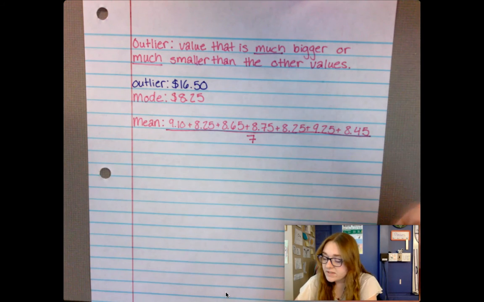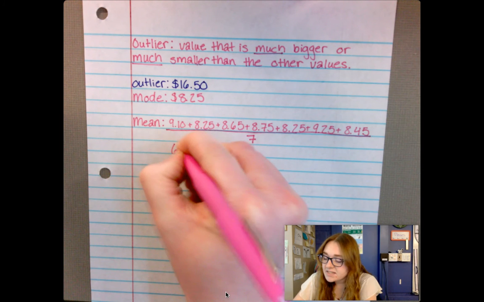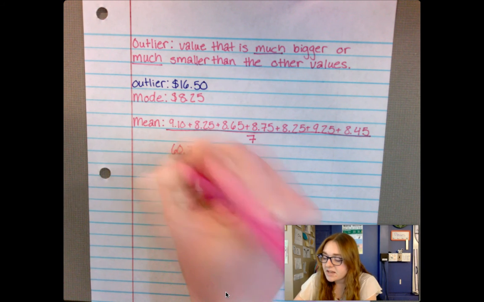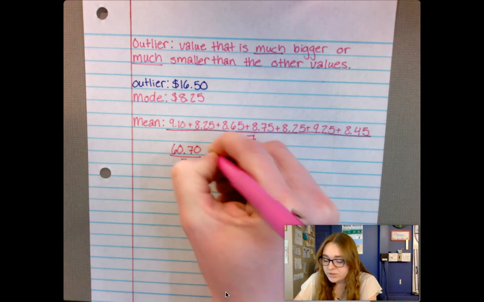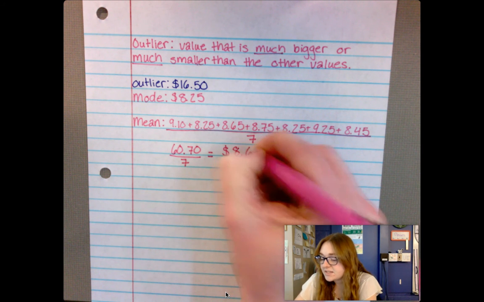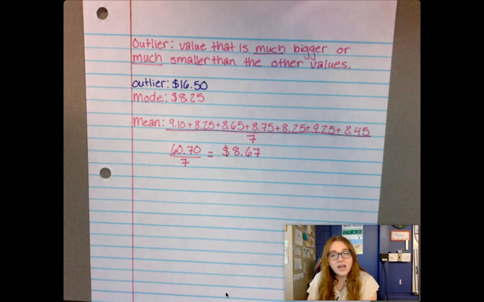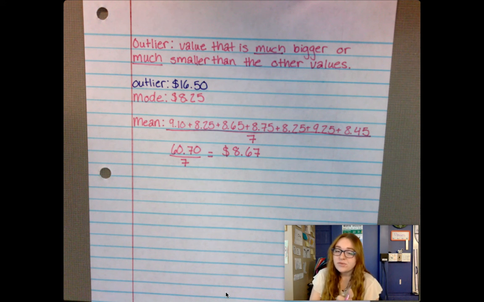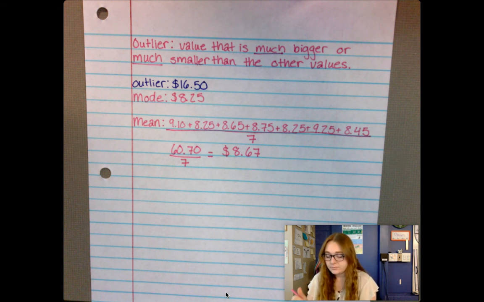When you add all of these numbers up, we get $60.70 divided by 7, which will give us the average of $8.67. Now, I think that is a much better representation than the original $9.65 that we got the first time that we did our mean. This is within the $8 that most of our kiddos are making, and it is not the lowest value. So I would say this is a much better representation.